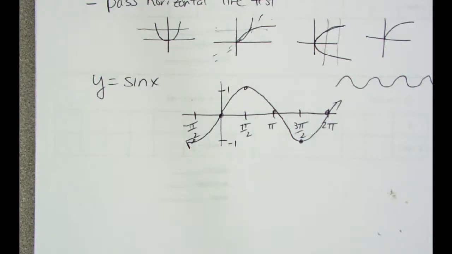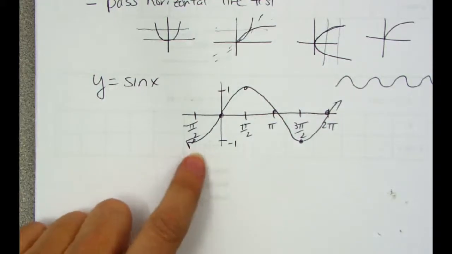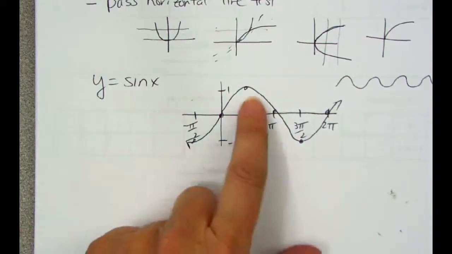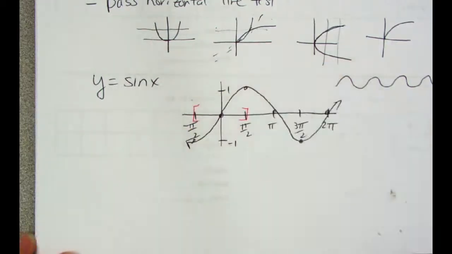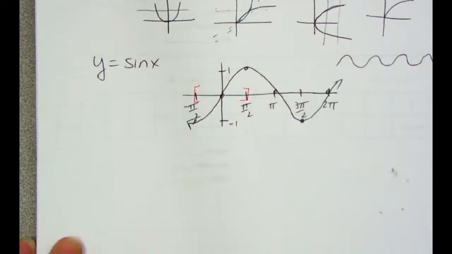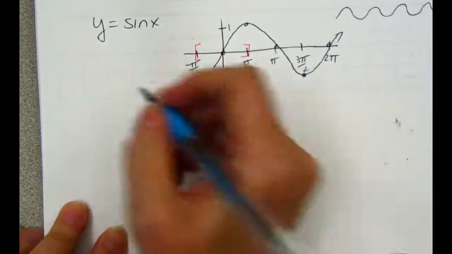Yes? From negative pi over 2 to pi over 2, because it goes from the lowest point, a relative min, to the highest point, a relative max. So we're going to restrict it right here. I'm going to go ahead and sketch that out again.